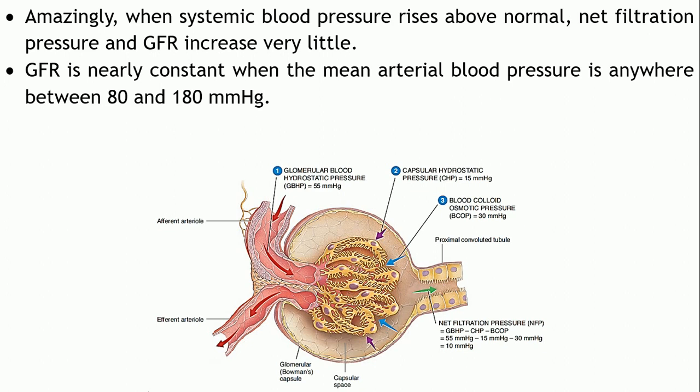On the contrary, what will happen if the pressure rises? What should happen to your GFR? Obviously it should increase, right? If this is more, obviously the net filtration pressure will be high. So the GFR should also increase, right? But it does not happen so. Over a range of 80 to 180 mmHg of the blood pressure, the GFR nearly remains constant. That's because it is adjusted by the autoregulation within the kidney.